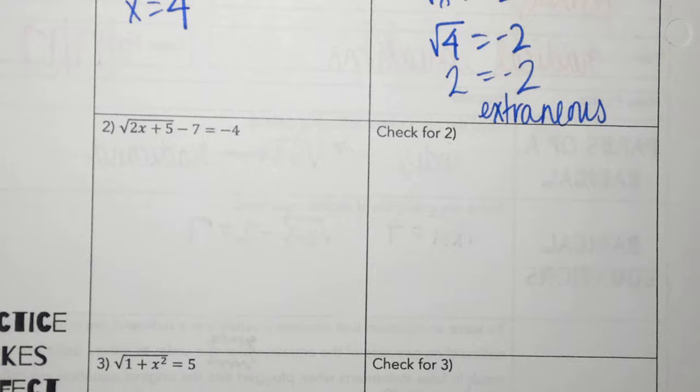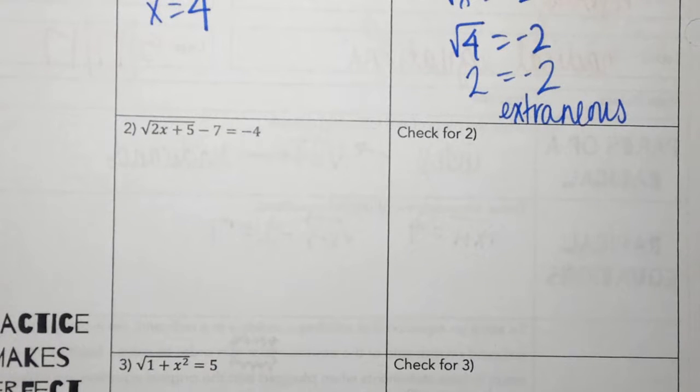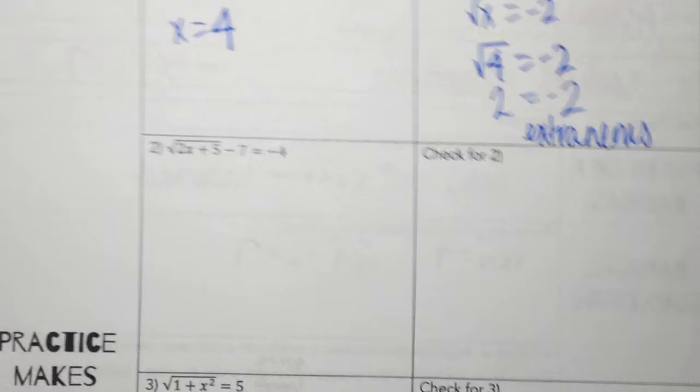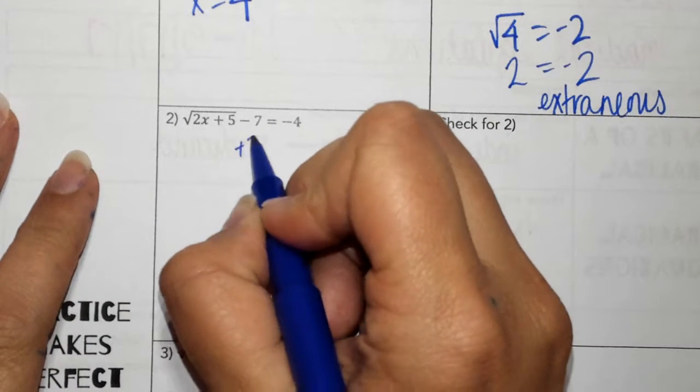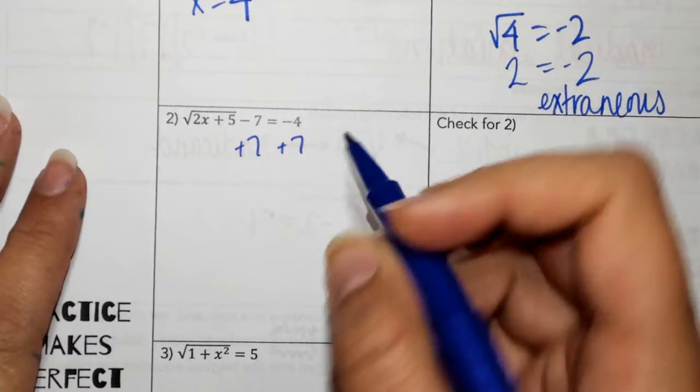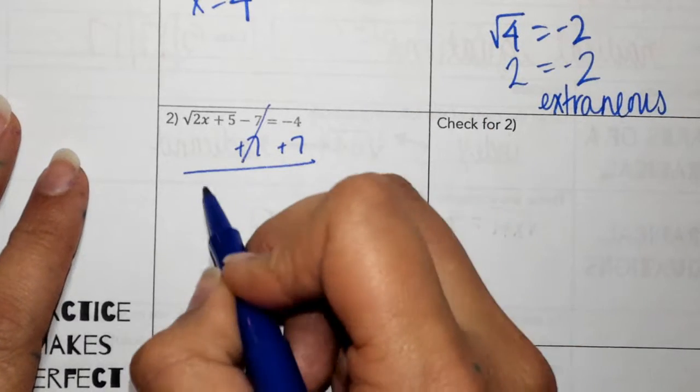Try number 2 without me. What do you think you would do first? Add 7. Alright, try it without me. Alright, so real quick, everybody, please don't look at the board. I won't talk, just don't look at the board.